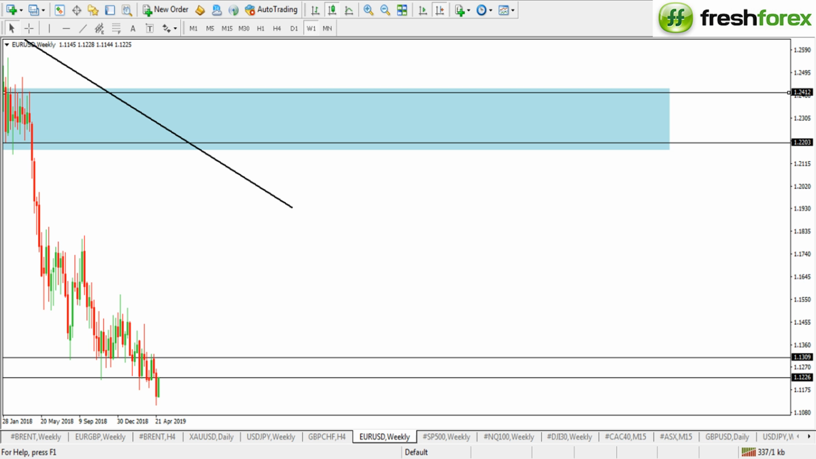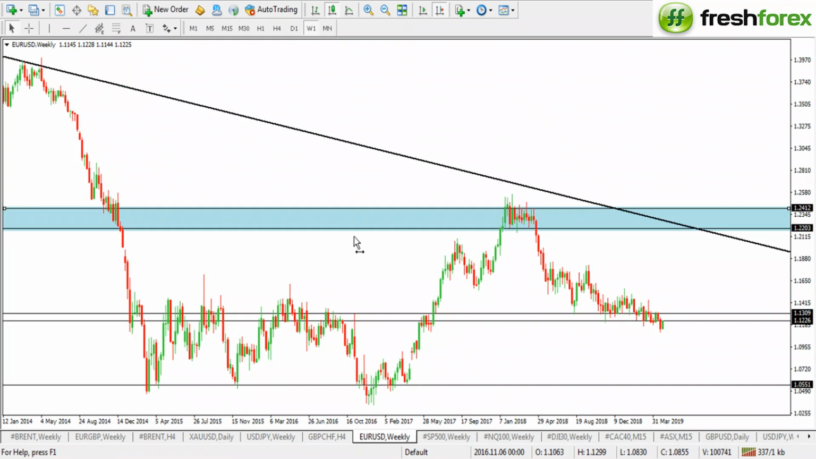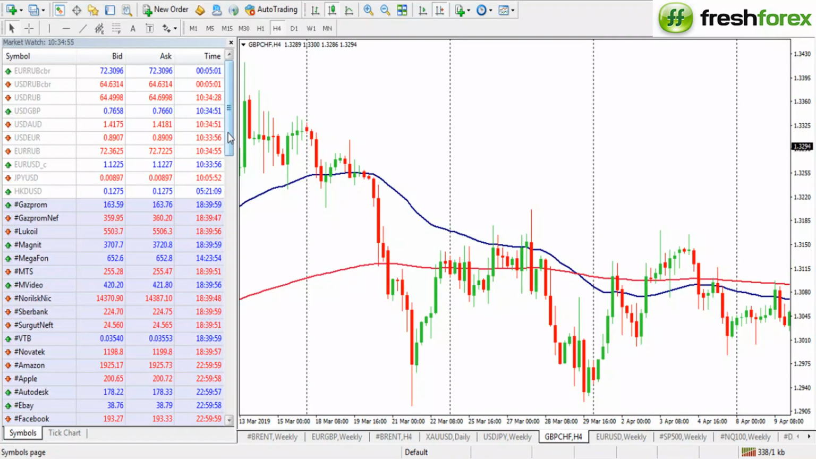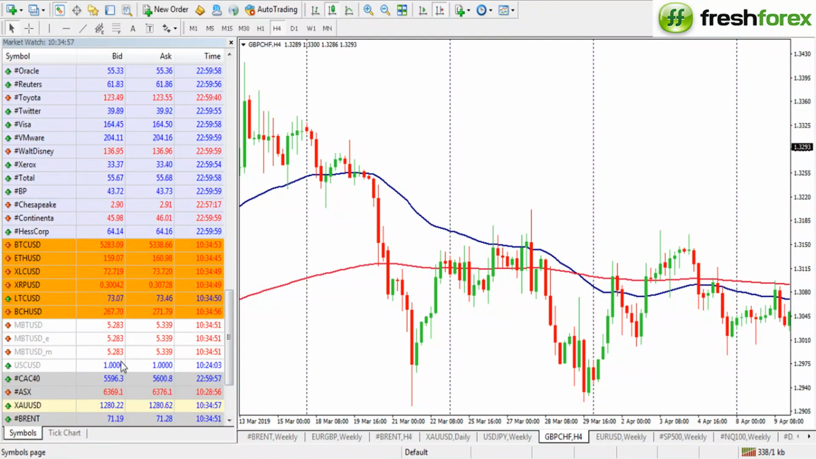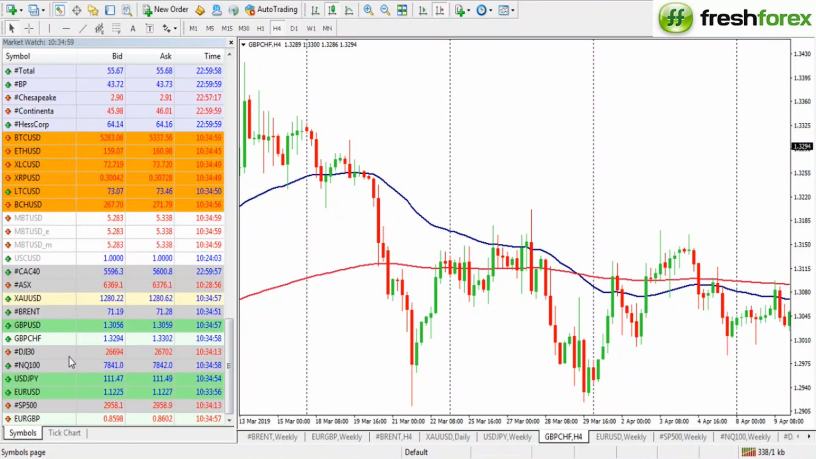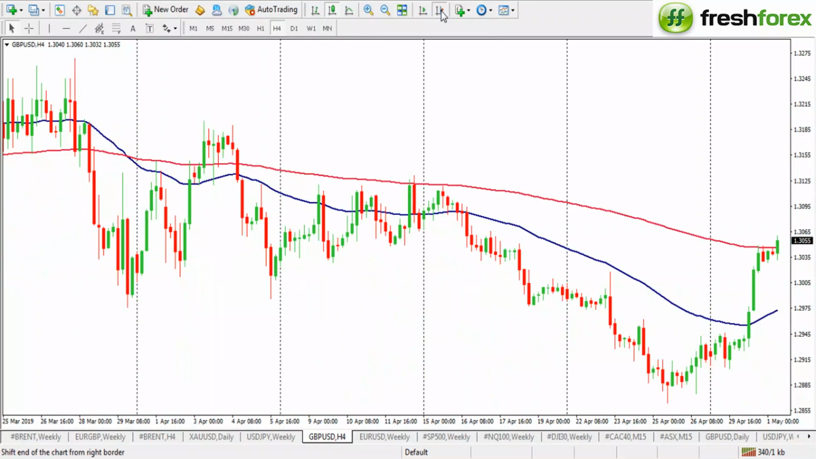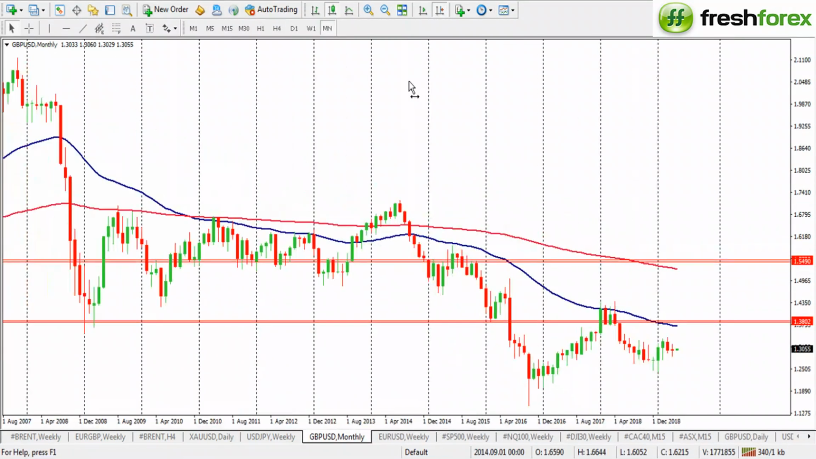We move on to the next chart, which is GBP USD. Also, I'm going to look at it from the monthly point of view. GBP USD is here. So on this one, let's see what monthly is saying.